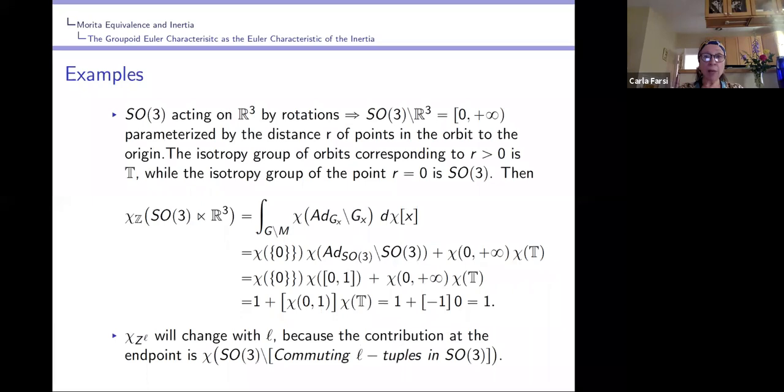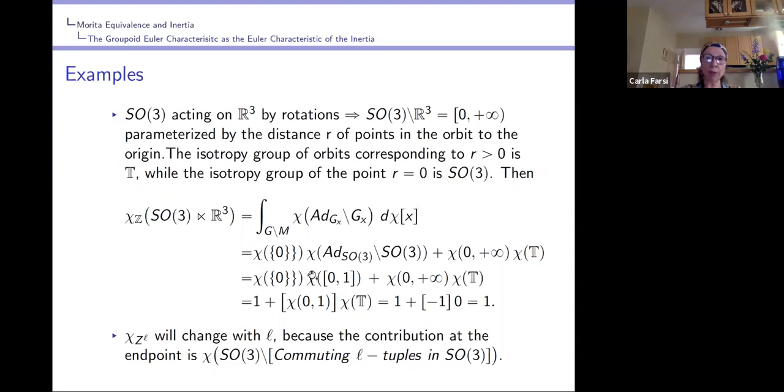I have another example, and with this I'm going to finish. This is a little bit more complicated, but not too much. In this case, we take SO3 acting on R3 by rotations, and the quotient is the half open interval 0 to infinity, parameterized by the distance r of points in the orbit to the origin. The isotropy groups of orbits corresponding to r greater than 0 is the circle, while the isotropy group of the points corresponding to r equals 0 is SO3, the whole thing.